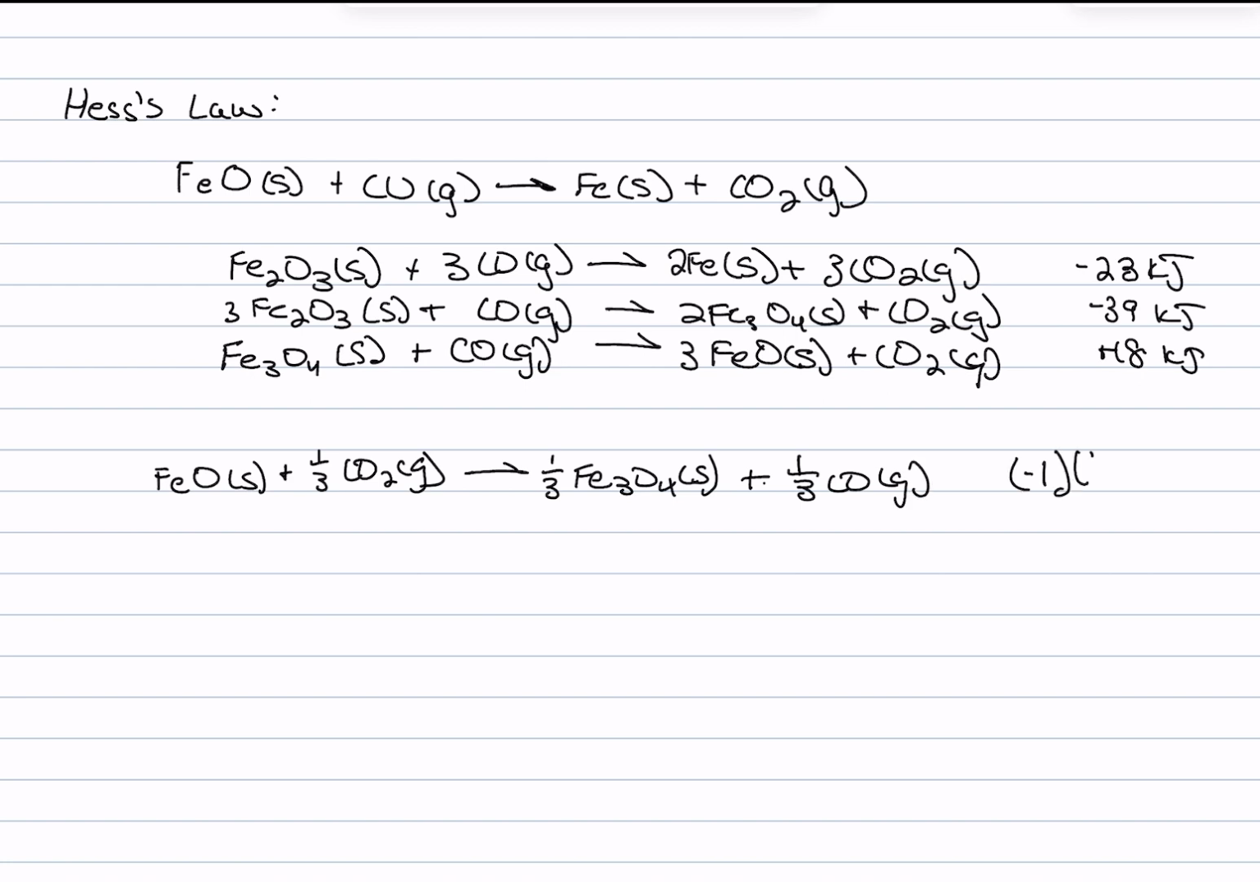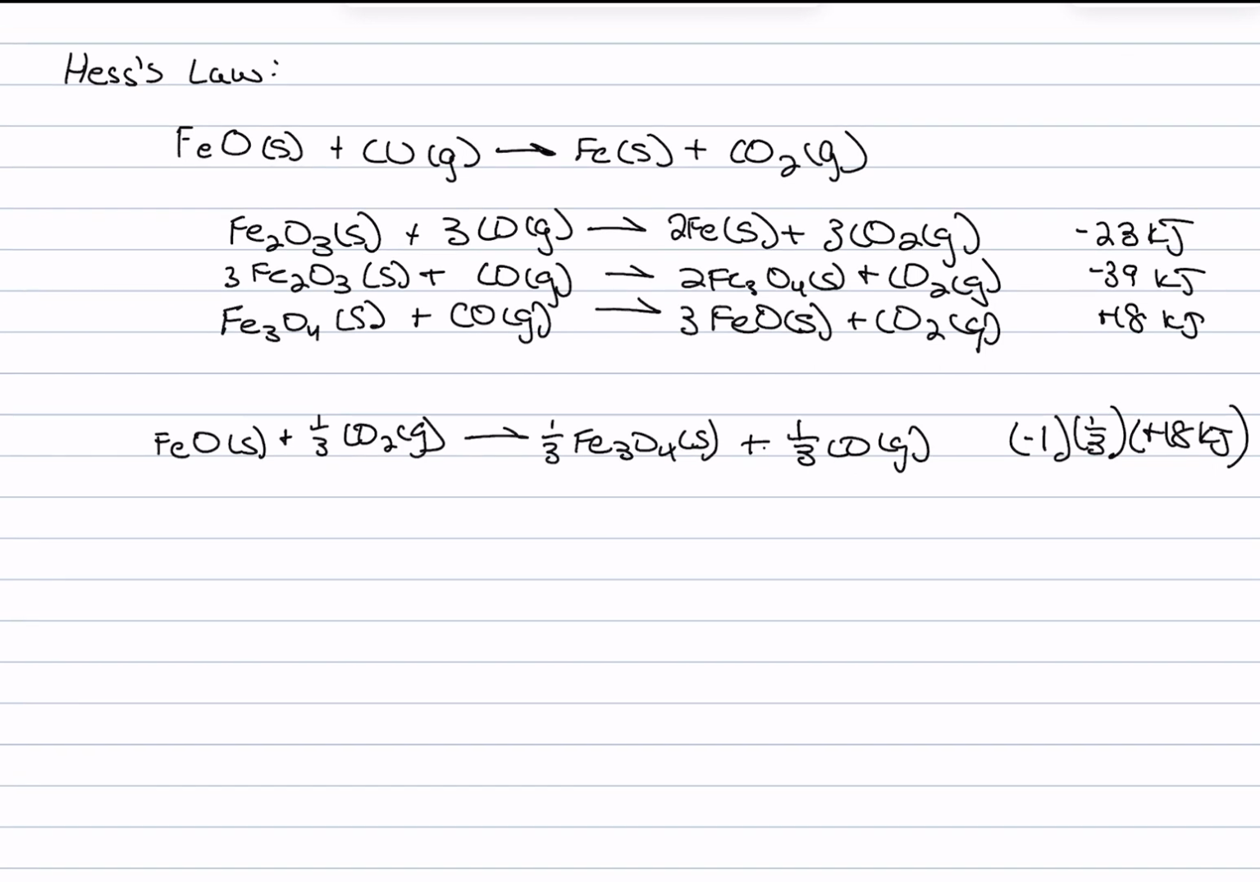And so we have FeO solid plus 1/3 CO2 gaseous goes to 1/3 Fe3O4 solid plus 1/3 CO2 gaseous. And for the delta H, we have to multiply the 18 by negative 1/3. And next we can look for the solid iron on the product side. And so the only one with that is the first reaction, except we need to divide that by 2 since it has a coefficient of 2 when it needs to be 1.